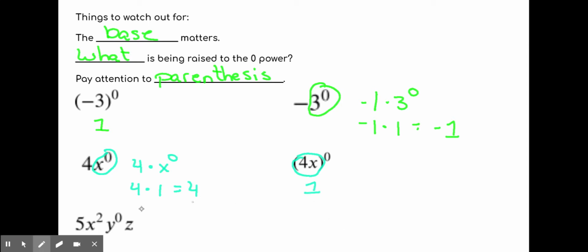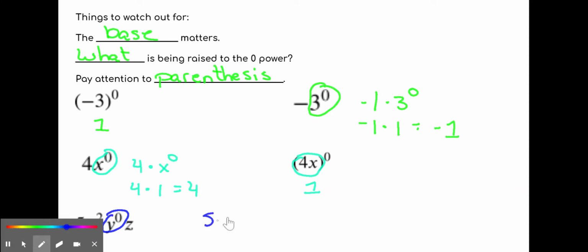Okay, let's look at one more. It says 5x squared, y to the 0, z. So this is all multiplication, right? This is 5 times x squared times y to the 0 times z. I have a 0 exponent. What does that 0 exponent belong to? What is the base of this 0 power? The base is just the y, right? Because that's the only thing right underneath it.